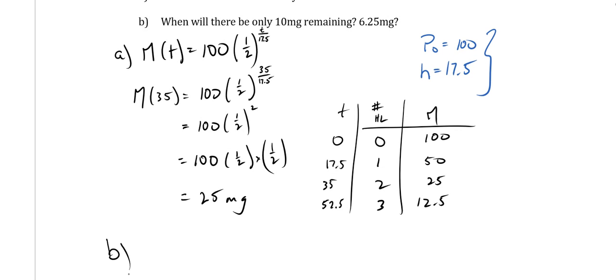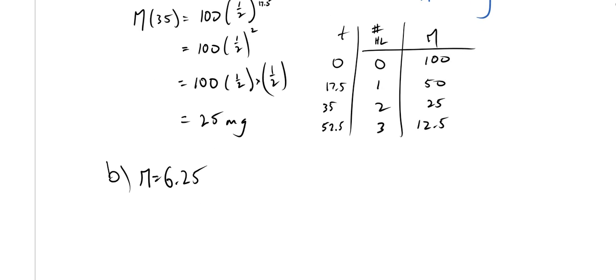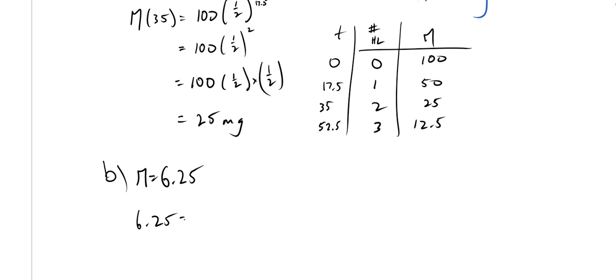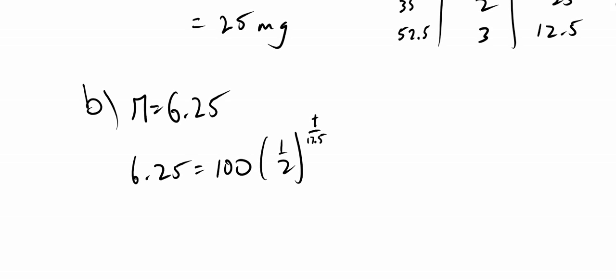Question B. So this is where it gets interesting. This is what you couldn't do last year. Actually, for this example, you could. So I take that back. Now it's giving me M. The amount remaining is 6.25. So I put in 6.25 equals 100 times 1/2 to the t over 17.5. In this case, it works out nicely, and I don't have to use logarithms. If it didn't work out nicely, I would have to use logarithms to solve this. What I'm going to do first is take the 100 over and divide on the other side. 6.25 over 100.